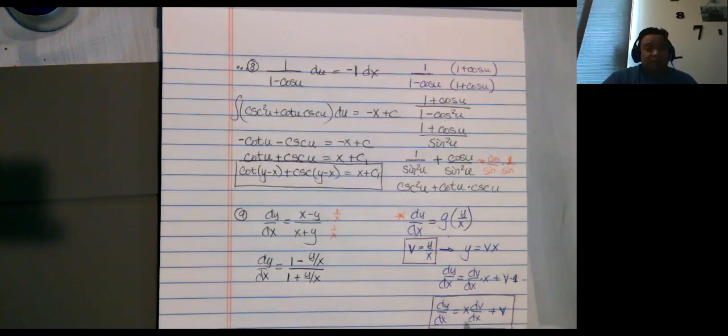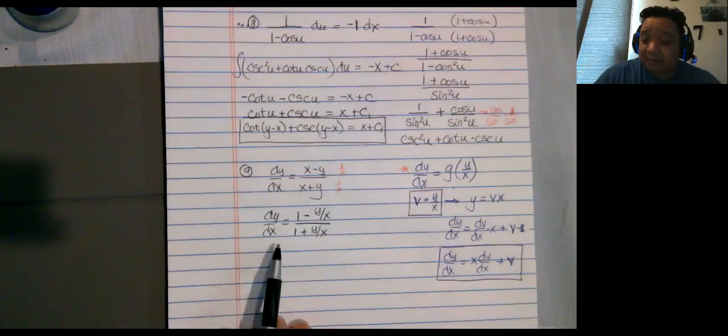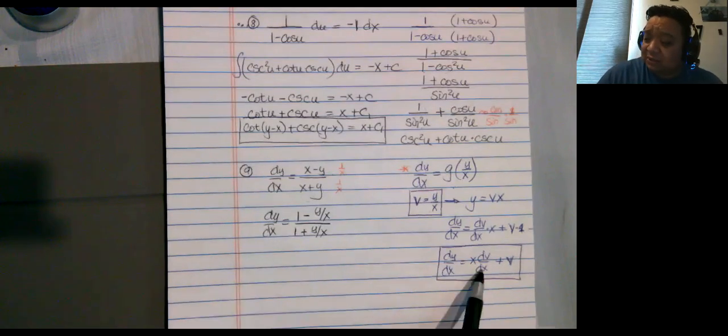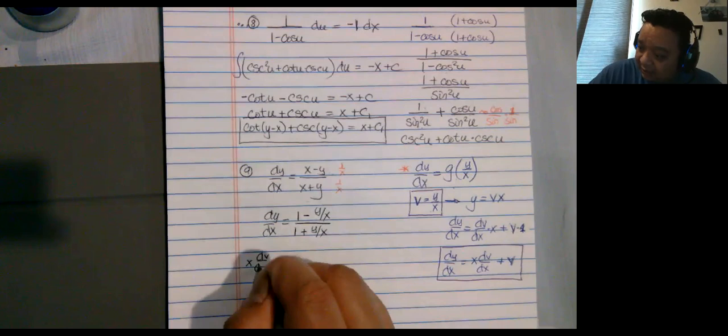Okay. So let's try this out, okay? So now let's make the substitution. This one is actually a little bit easier because everything you just substitute. So dy dx is this expression. So you have x dv dx plus v.